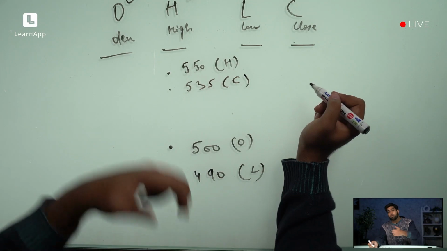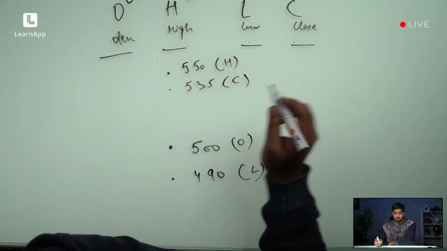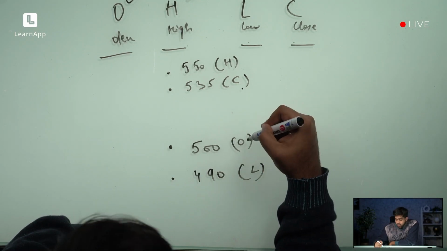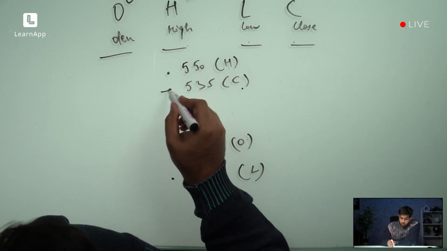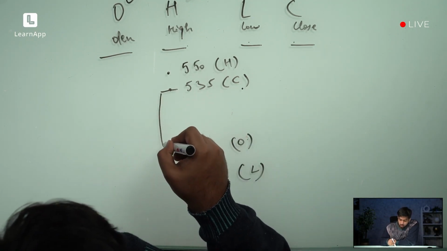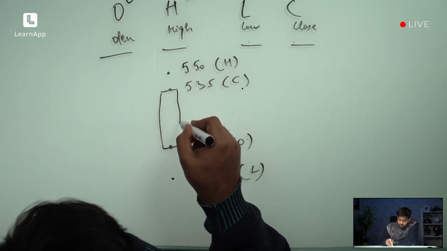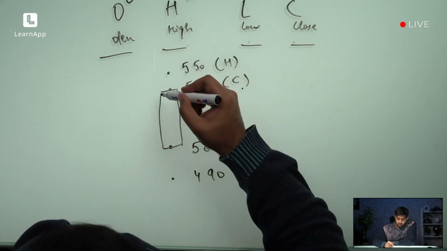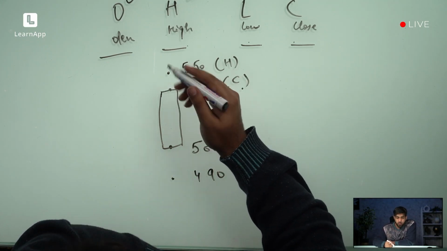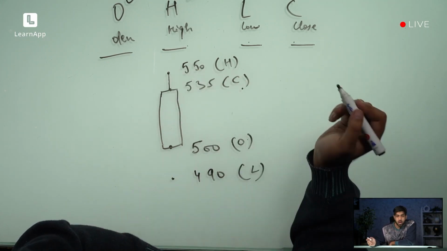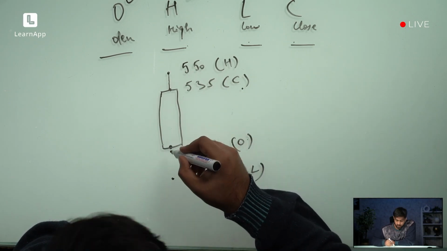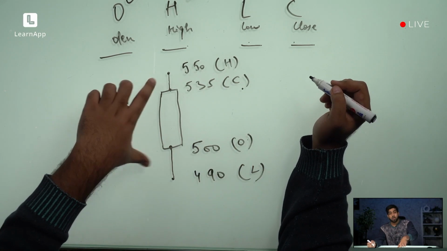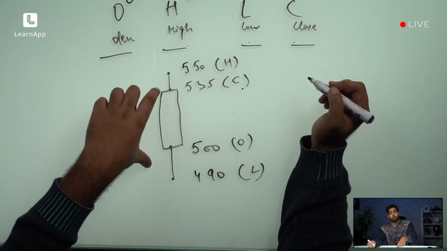So how will you form a candlestick out of this? We will join the close and the open and make a rectangle from these 2 points. Then the upper part of the rectangle will touch the highest point, and the lower part of the rectangle, the base, will touch the lowest point. This is how the candlestick is formed.